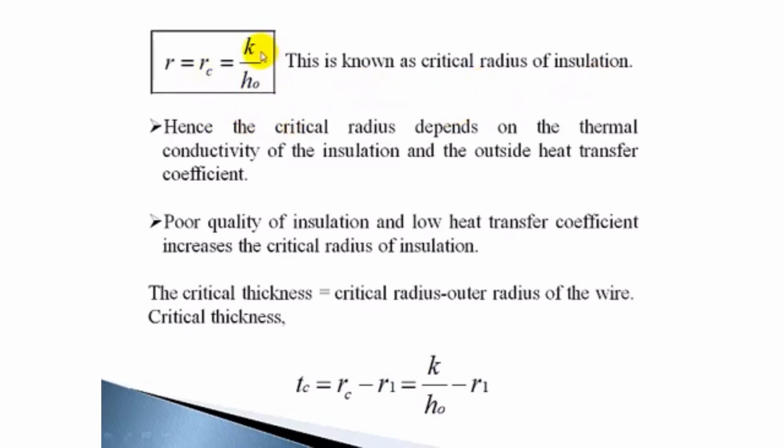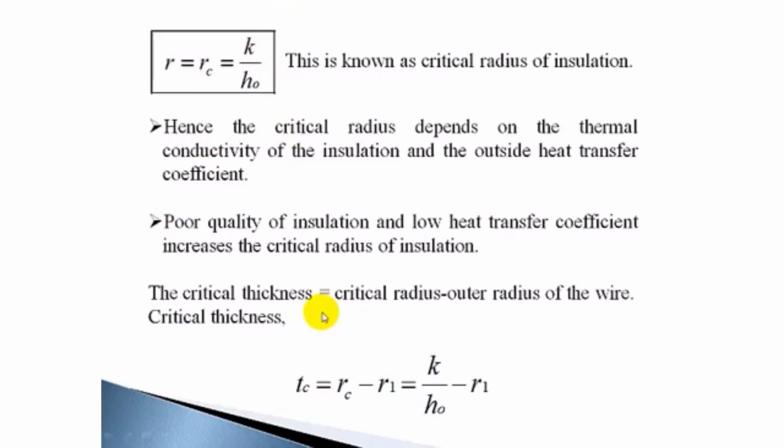So critical radius depends on thermal conductivity and heat transfer coefficient. If thermal conductivity is high and heat transfer coefficient is low, the critical radius will be more. Poor quality of insulation means higher thermal conductivity, and low heat transfer coefficient also decreases the denominator, and that will increase the critical radius. If the critical radius for a wire or a hollow cylinder is more than the outer radius, then addition of insulation with this particular material will always increase the heat transfer.